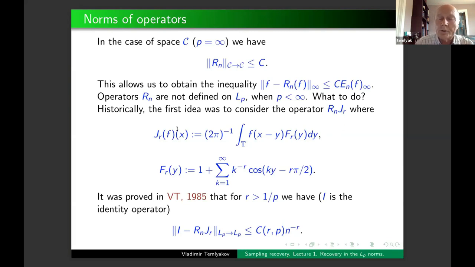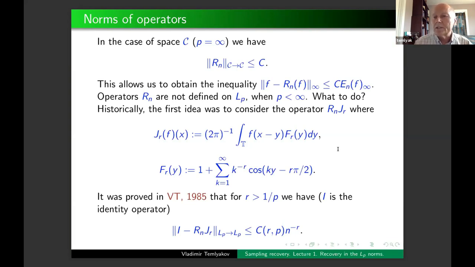But what is this operator? If you look at this, basically it is integration, because k to the minus r corresponds to integrating r times. And r could even be not a natural number, it could be a fractional number. It doesn't matter, this is just a definition. But it is also a definition for the class. For those who are familiar with univariate Sobolev classes, that will be exactly the definition of the class.